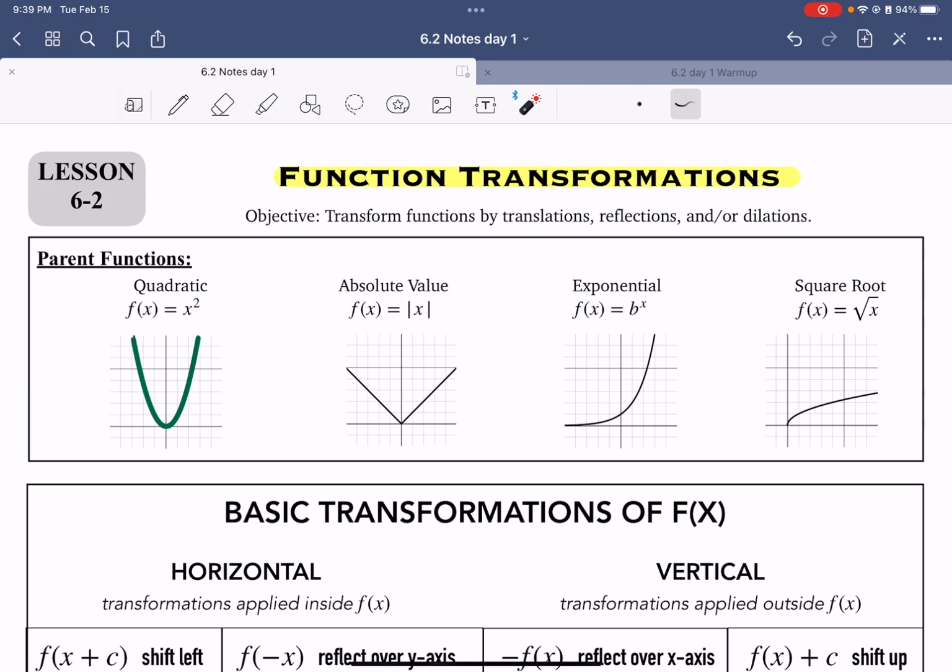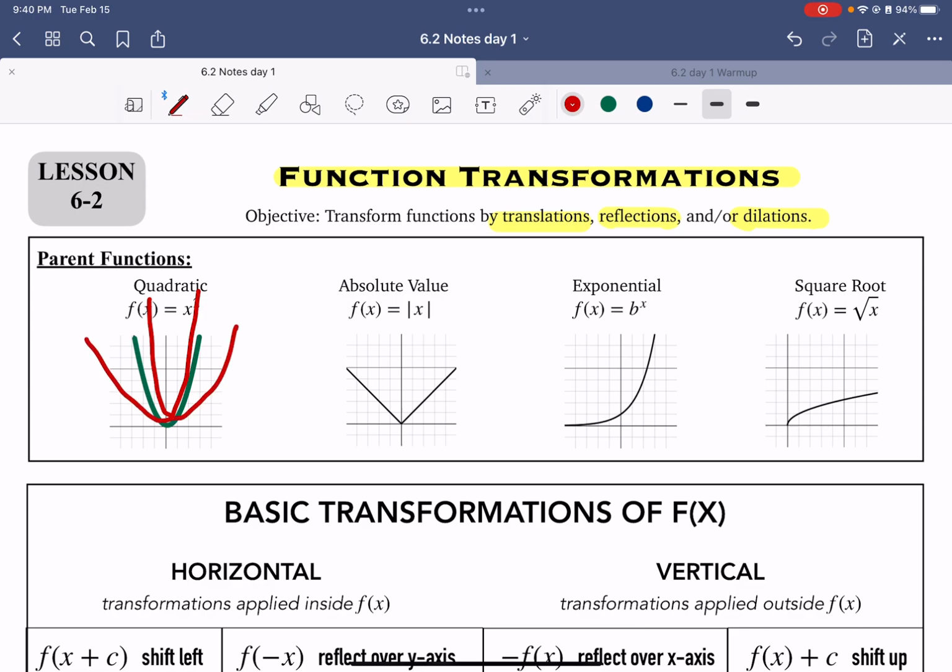The way you transform it is there's three different ways. You can use translations, reflections, and dilations. And what do each of those mean? Translations is moving things, so we can move our function up, down, left, right. Reflections is flipping it over. And dilations is changing its size. That would be, for example, making it skinnier or wider.